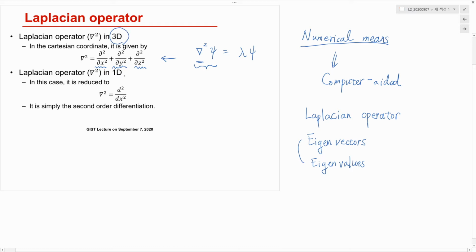However, we can make a simplification for a 1D system. If this coordinate is denoted as x, then we can simply say that the Laplacian operator is simplified as just a second order derivative with respect to x. So this is quite simple and straightforward. We will try to find out the eigenvectors and eigenvalues of this second order differentiation operator.